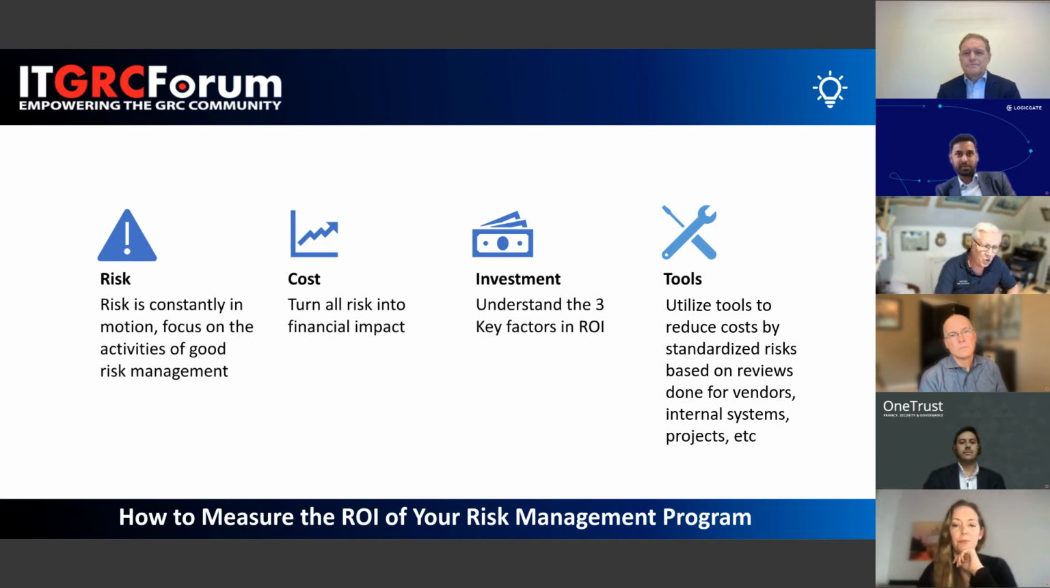Well, the sort of tips we're talking about: risk being constantly in motion. I think we all recognize that. Threats are changing rapidly, and therefore the risks are changing rapidly. The interesting issue of how we turn risk into a financial impact, so we can actually measure and do some real calculations on it. Understanding where we're going to invest and what the key 3 factors might be, and trying to determine where we might invest, and then looking at tools and whether it's worth spending money in tools, and if so, what sort of tools we need to use to do these things.